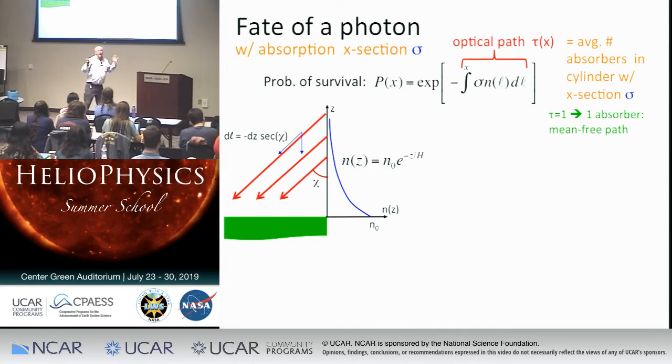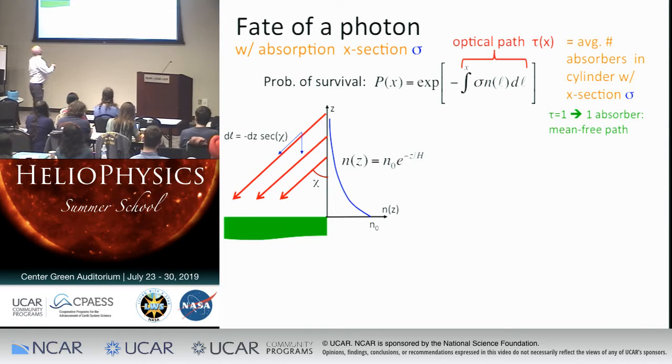Okay, so this is known as the optical path. It is the integral over the density of stuff times the cross-section of being absorbed. And I put it inside an exponential because that's how I get a probability out of it, because it's really the probability of being absorbed zero times, which is like the probability of dying zero times. What happens if you die zero times? You survive, right? This is a survival probability, okay? P of x. So this is the probability my photon will make it down.